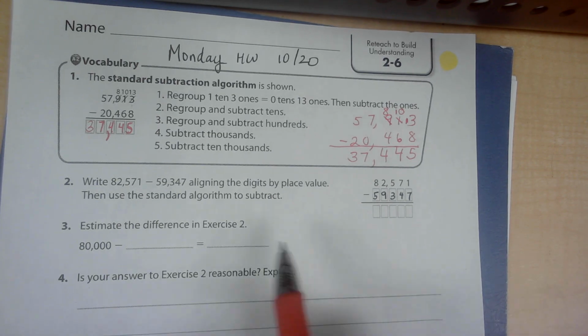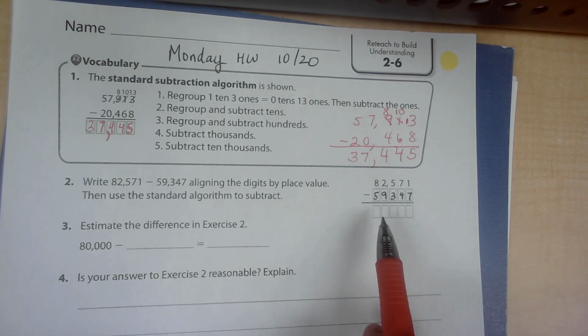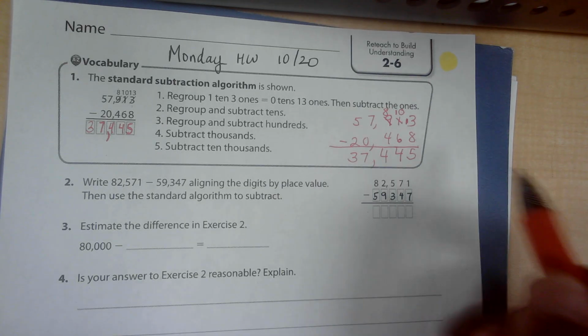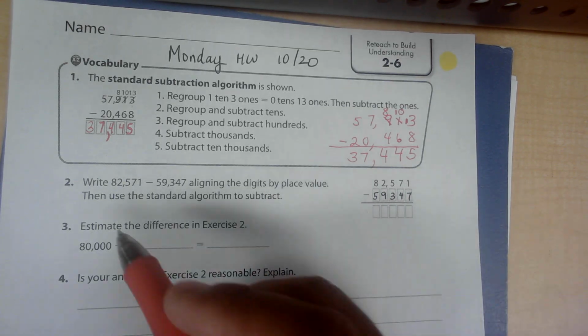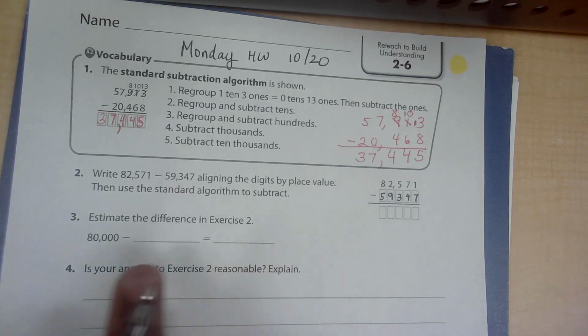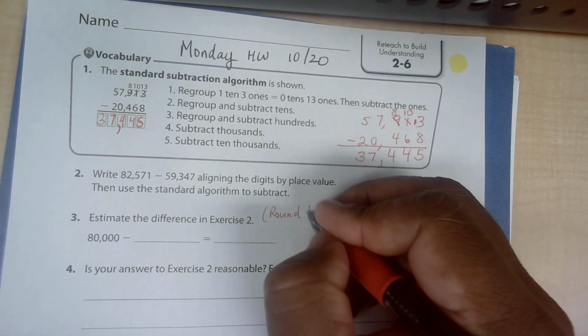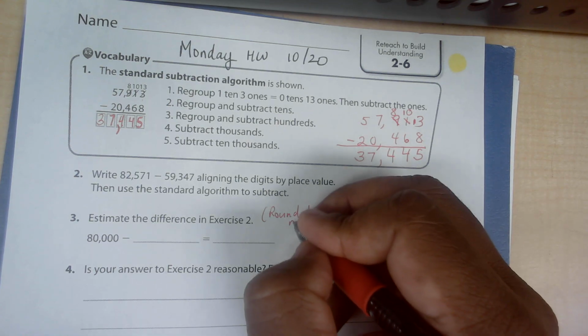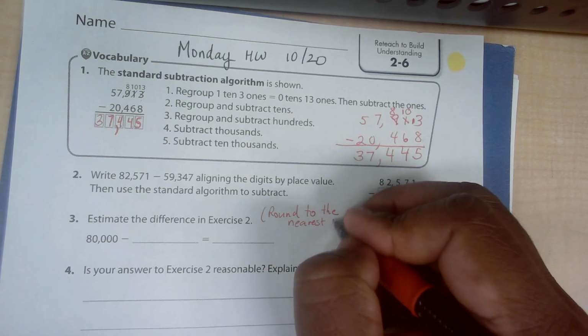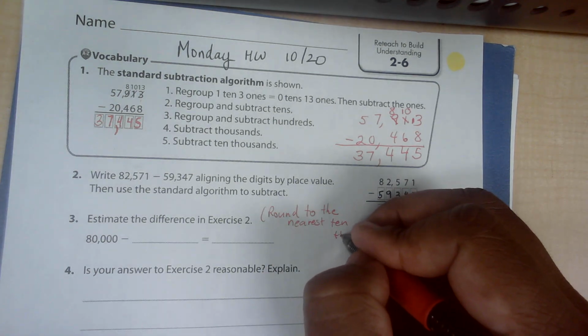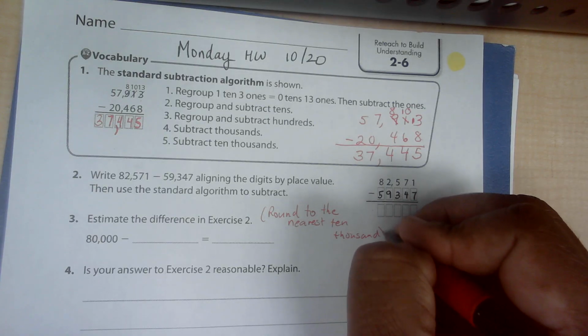For number 2, the numbers are filled in. You're going to use the standard algorithm to subtract, so show your regroupings. Number 3, estimate the difference. So you're going to round to the nearest 10,000. I'll show you how to do that.